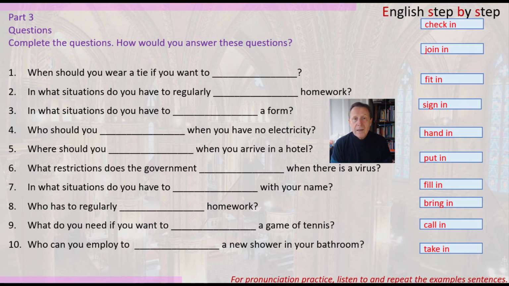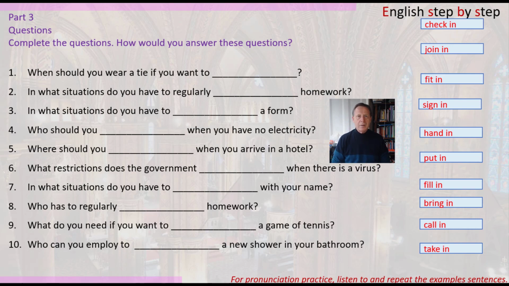So here's the practice exercise, and you'll need a piece of paper and a pen. You can see 10 sentences with 10 questions, and there are 10 gaps. So you have to fill in the gaps with the phrasal verbs to make the questions. For example, when should you wear a tie if you want to? And then look at the list of phrasal verbs, choose the best phrasal verb to make the question. That's the first part of this exercise.